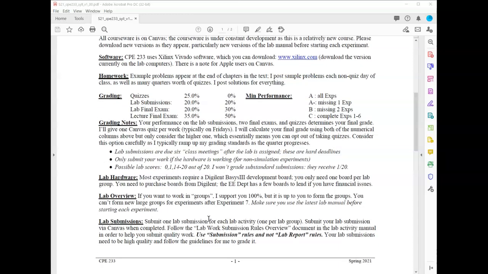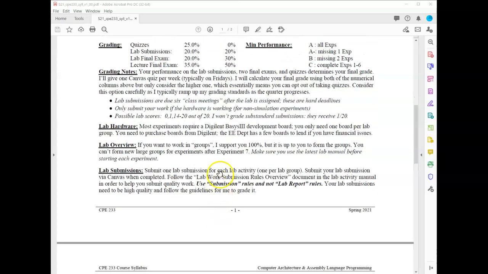So you can work in groups if you want to. I support you 100%. I am going to tell you in advance that you can't form new large groups for experiments after experiment 7. So you're kind of fixed at that point. And make sure, once again, you use the latest and greatest lab manual before you start any experiment. So lab submissions are essentially the lab reports. I want 1 per group. Like I said, you're welcome to form groups. These are submitted via Canvas.